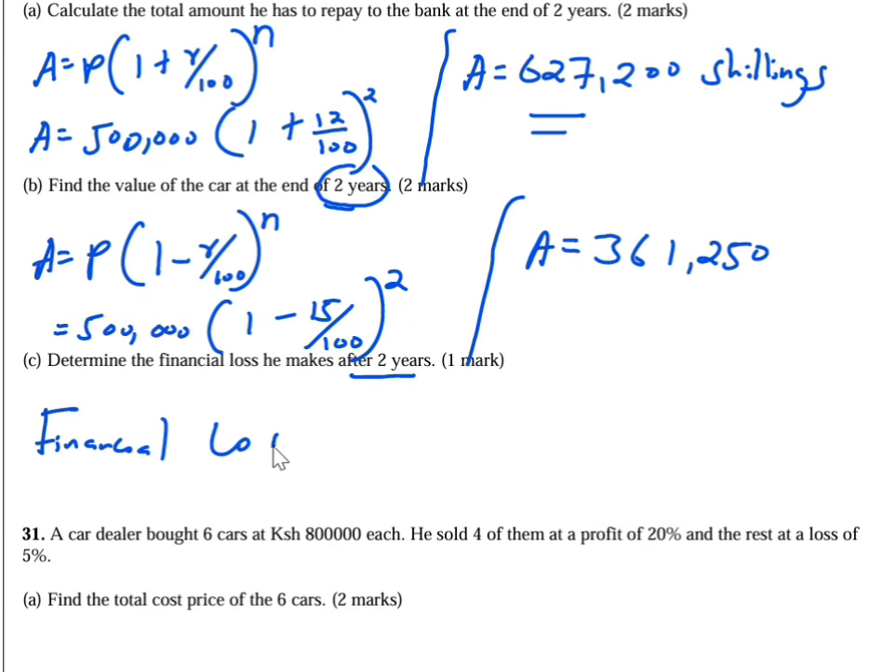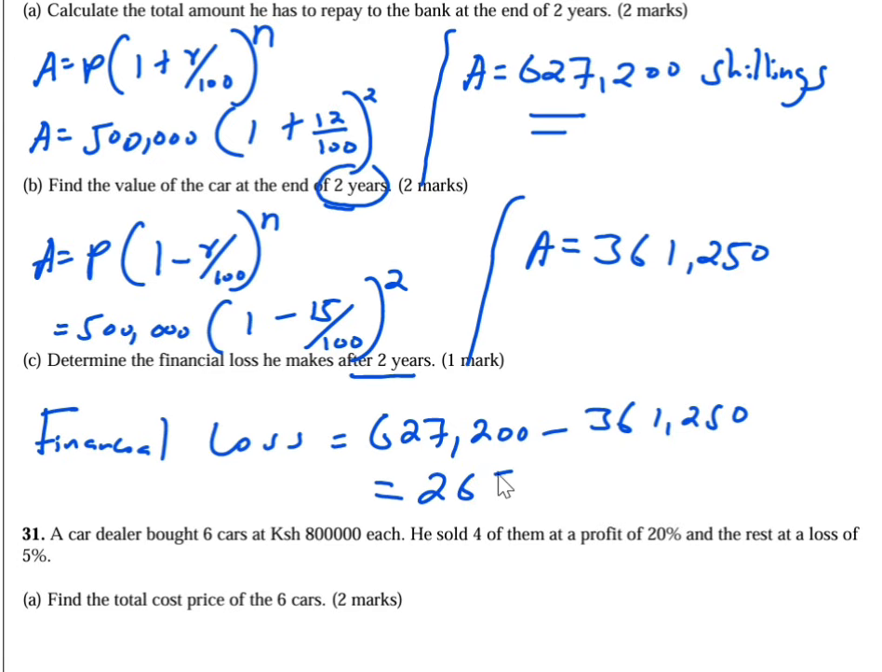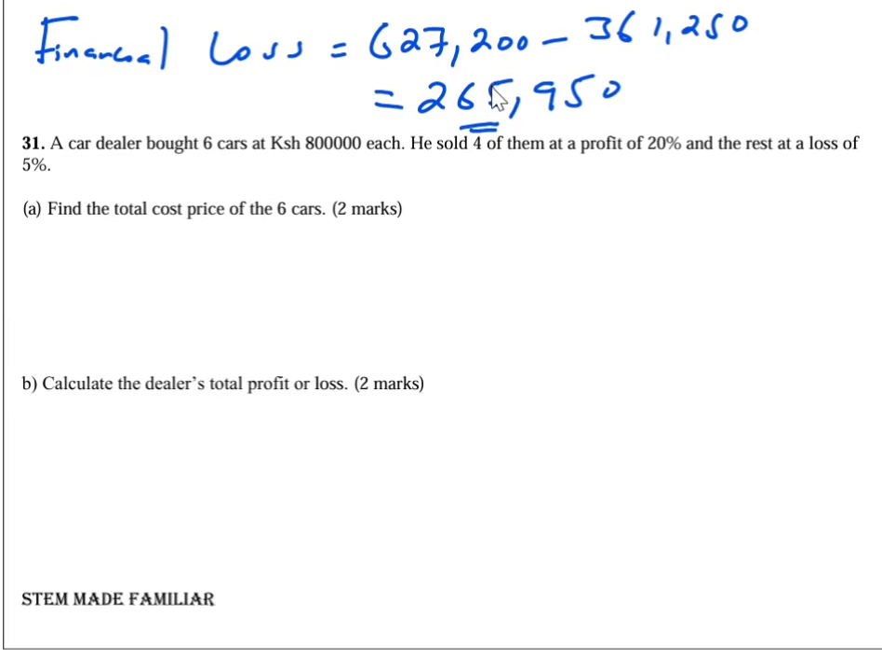So tujue ulipata loss ya pesa ngapi. So anafaa alipe, jamaa kuna deni 627,200, kanunua gari, bado anunue shamba, gari imeteremka bei ni 361,250. Sasa jamaa kuna hasara. So we subtract the two, utapata anapata financial loss ya 265,950. You can see hajapata profit. This is what we call financial loss. We get that one mark. But that one again, we continue. I hope you are following keenly.